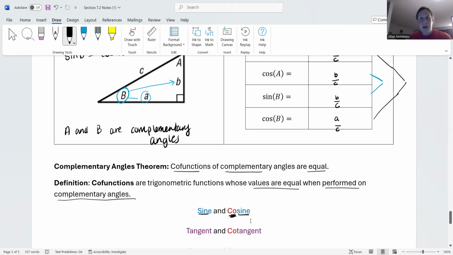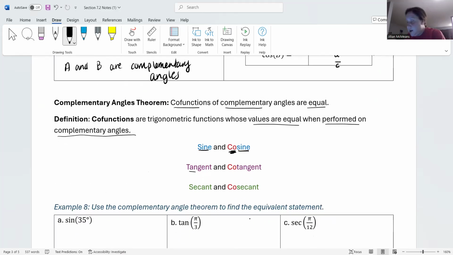Okay, and then notice we have tangent and cotangent. And then we have secant and cosecant. These are cofunctions, okay? So sine and cosine are cofunctions. Tangent and cotangent are cofunctions. Secant and cosecant are cofunctions. So if we were to take secant of some angle and then cosecant of the complement of that angle, we would get the same ratio, okay? So let's practice this. We're going to put this into practice.